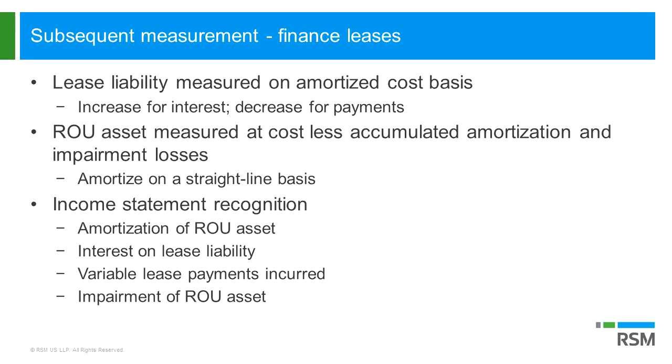You will use the discount rate determined at commencement unless it has been reassessed. Periodic payments are allocated between a reduction of the lease liability and interest expense to produce a constant periodic interest rate on the remaining balance of the liability. For right-of-use assets, a lessee amortizes the asset, presumably on a straight-line basis, over the shorter of the lease term or the useful life of the right-of-use asset.